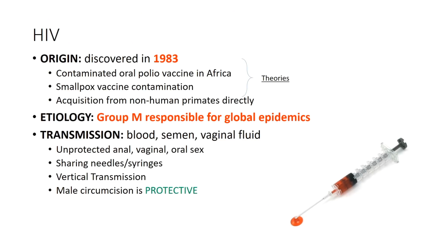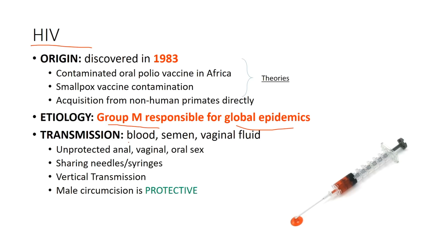So HIV, where did this come from? The origin: it was discovered in about 1983, and there were 3 theories as to where this had come from, such as contaminated oral polio vaccine in Africa, even smallpox vaccine contamination, or that it could have been acquired from non-human primates directly. Because there's a simian immunodeficiency virus, or SIV, this is why we were thinking maybe it had originated from that virus and then progressed into what we know now as HIV. Remember, group M and subtype B is the most common, and that is the most common of global epidemics.